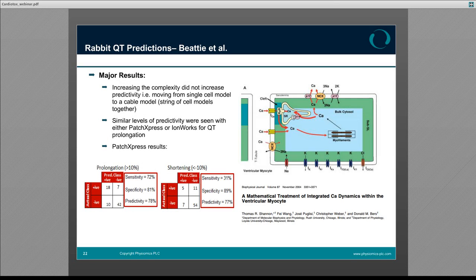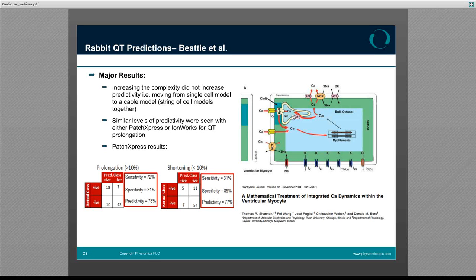So what were the major results from the paper? Well, the increase in complexity did not necessarily increase the predictivity, i.e. moving from a single cell model to a cable model did not necessarily mean they got increased predictivity or sensitivity or specificity. There were similar levels of predictivity we're seeing with either the PatchXpress or IonWorks data when you're trying to make a prediction around QT prolongation.